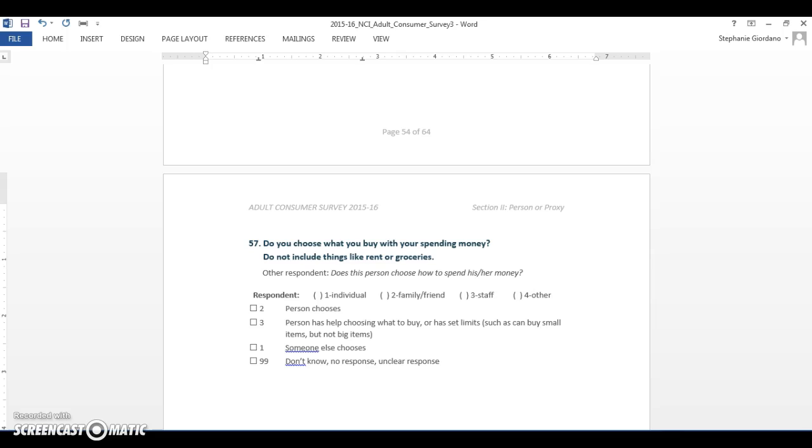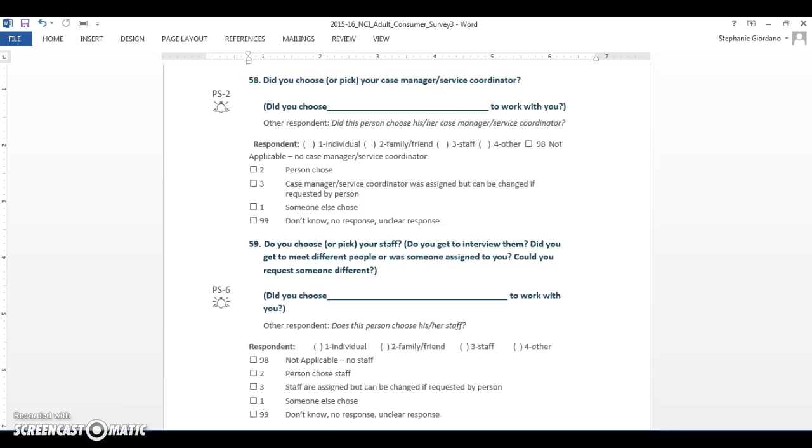We then ask if the person gets to choose what to buy with their spending money. And just a note here that middle response is slightly different than others. This is that the person has help choosing what to buy or that there are some set limits. These final two choice questions, did you choose your case manager or service coordinator, and did you choose your staff, again have remained unchanged from previous years.